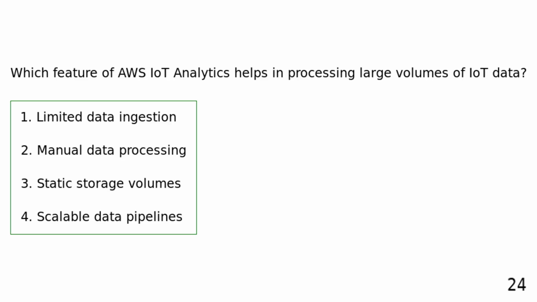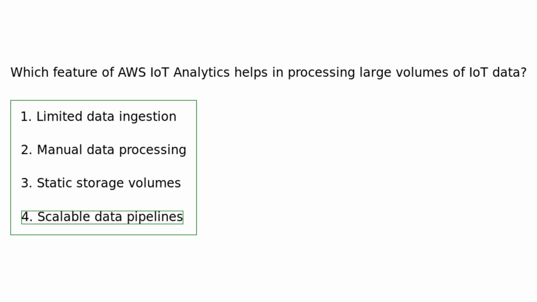Which feature of AWS IoT Analytics helps in processing large volumes of IoT data? Limited data ingestion. Manual data processing. Static storage volumes. Scalable data pipelines. Scalable data pipelines help in efficiently processing large volumes of IoT data.